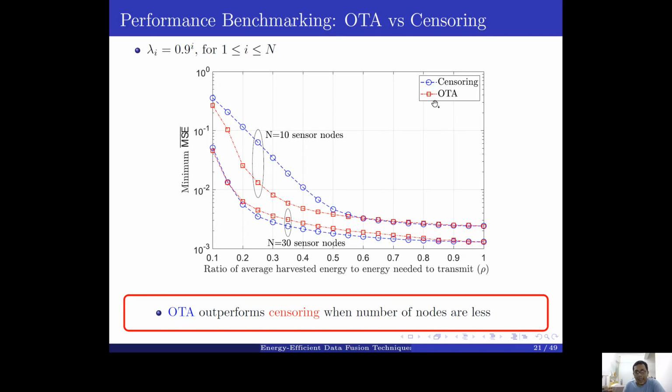However, as the number of nodes increases, the performance of these two schemes is the same. This particular difference is at the 4th decimal place and is completely negligible. So the key takeaway from this slide is that when the number of nodes is small, OTA outperforms censoring.